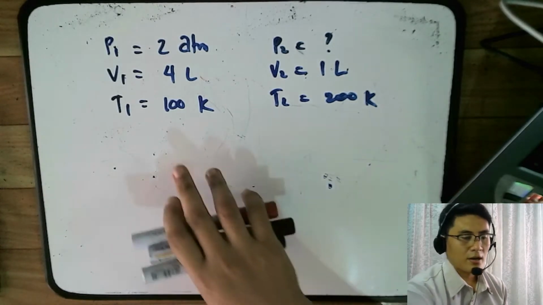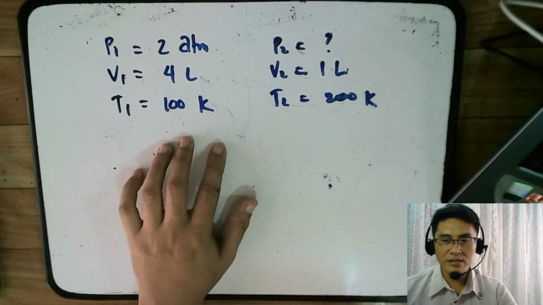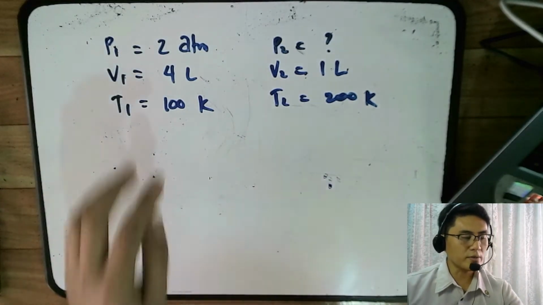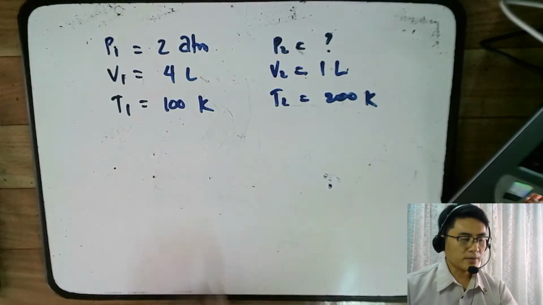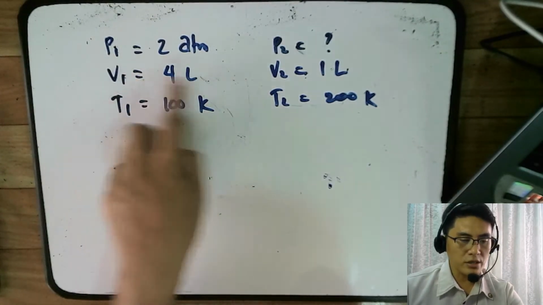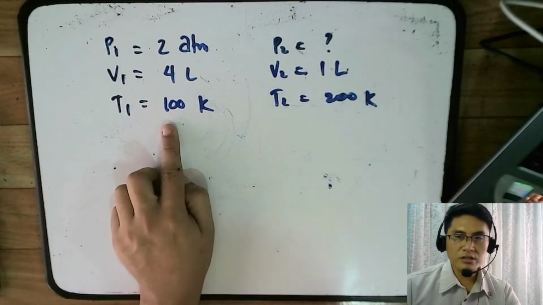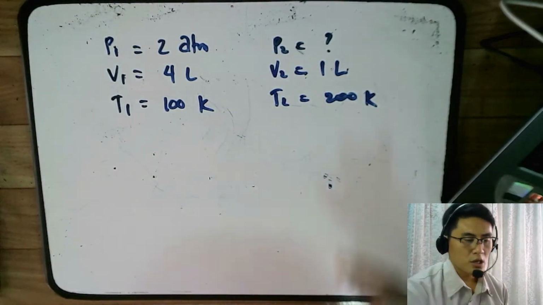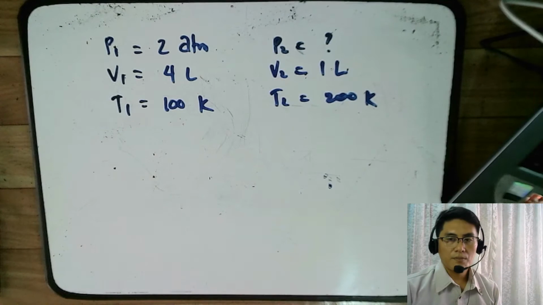So in this case, you have a problem. We have an example here where the pressure of a gas is 2 atmospheres. It has a volume of 4 liters, and it has a temperature of 100 Kelvin. And then suddenly you change the volume from 4 liters to 1 liter, and you change the temperature from 100 Kelvin to 200 Kelvin. And the question is now, what will happen to the pressure?